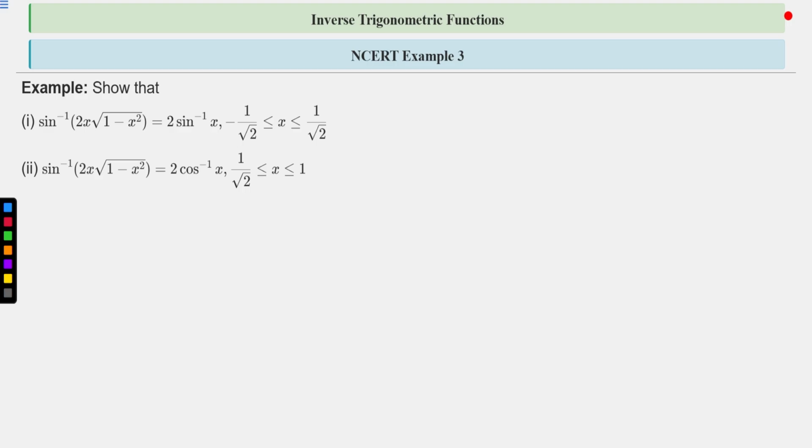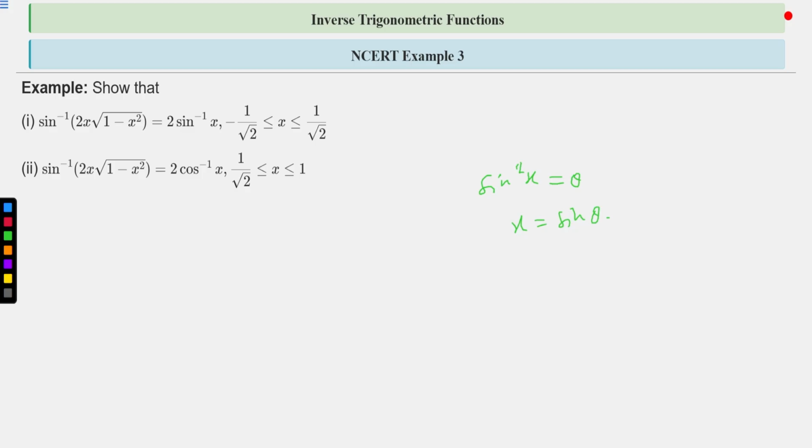See, you can take sine inverse x as something, y or theta, right? Clear? Then x will be equal to sine theta. If you take sine inverse x is equal to theta, then x will be equal to sine theta. Clear? x will be equal to sine theta.